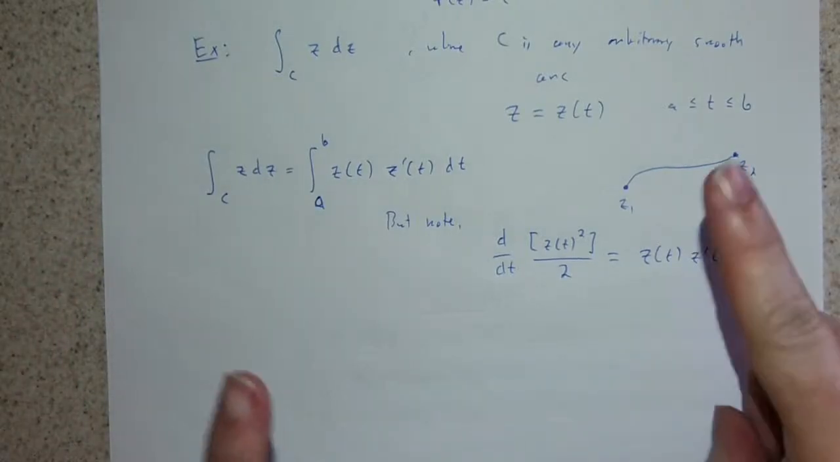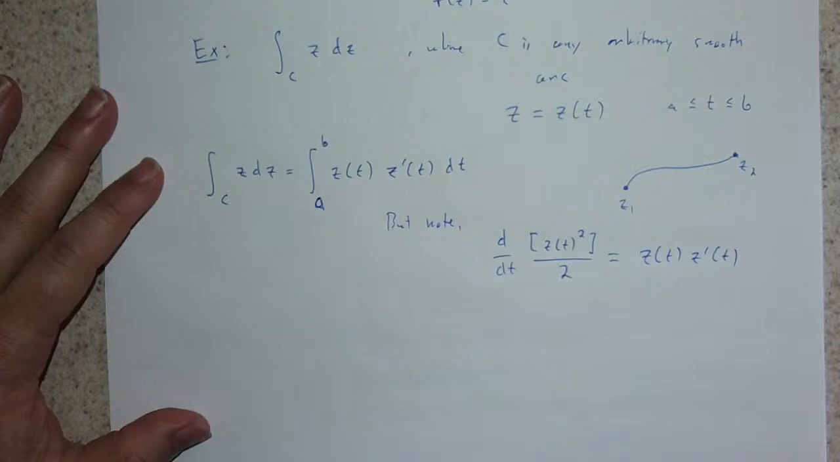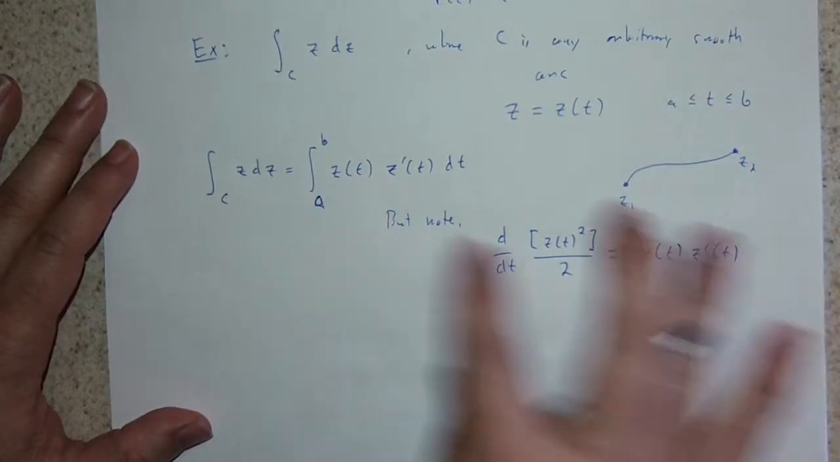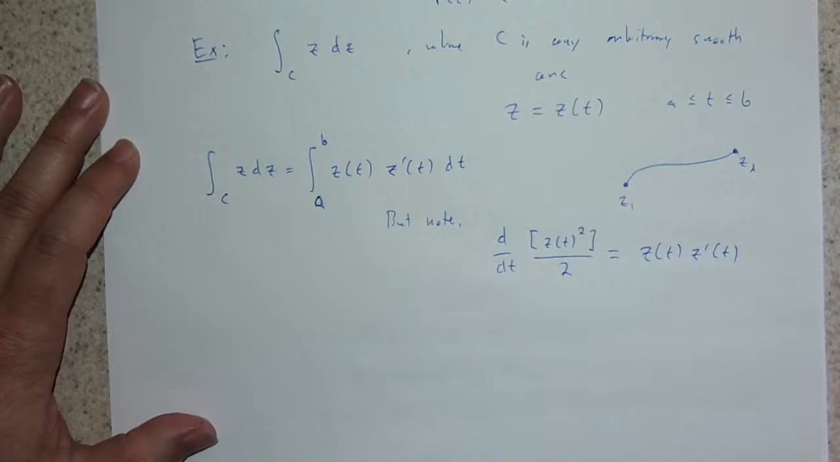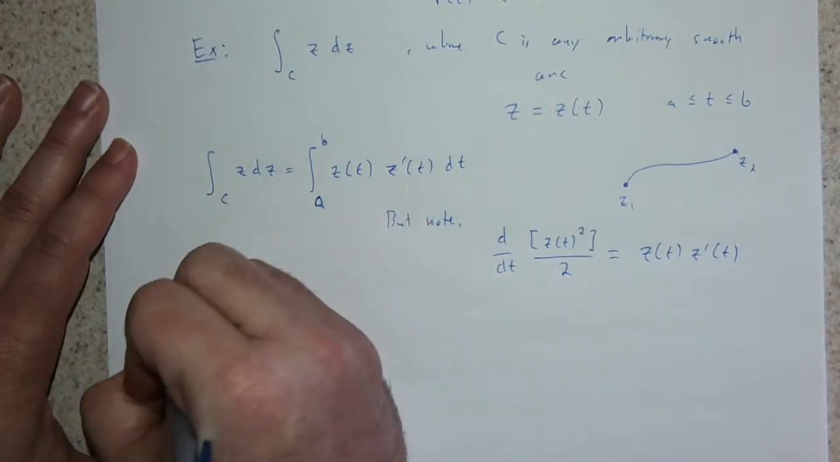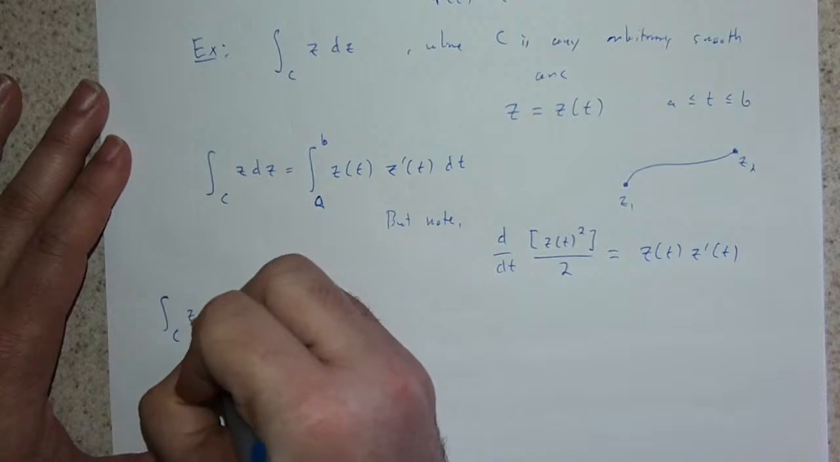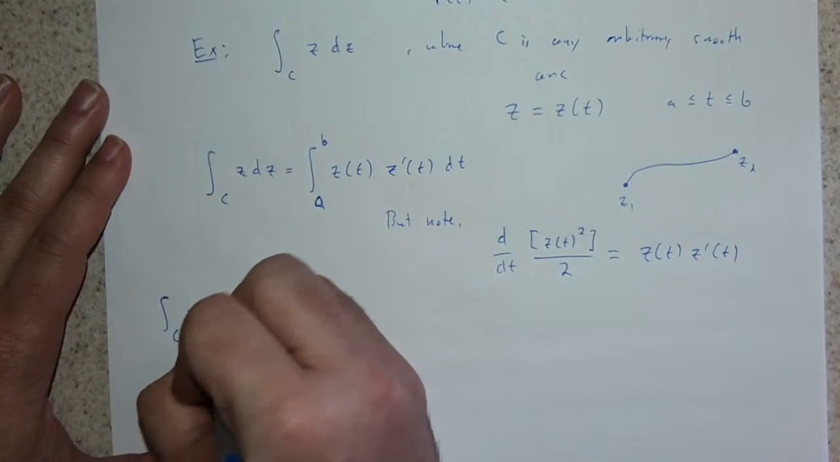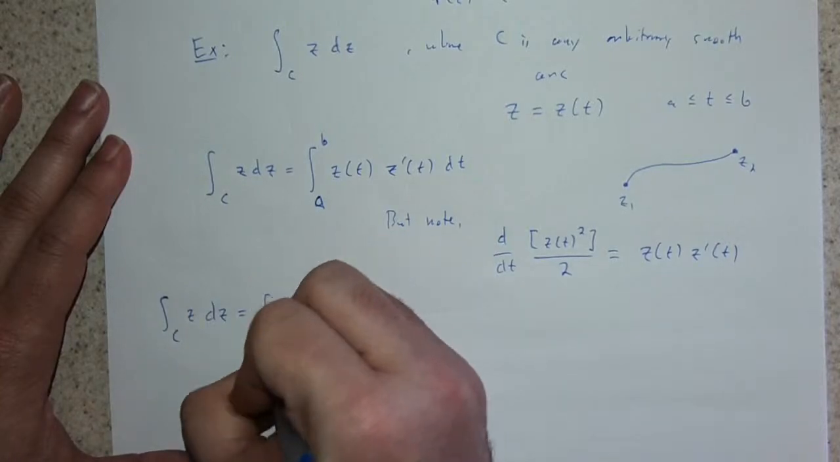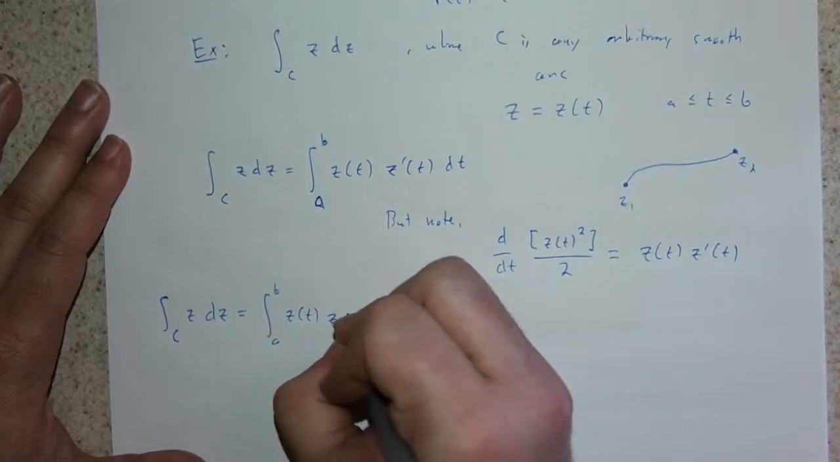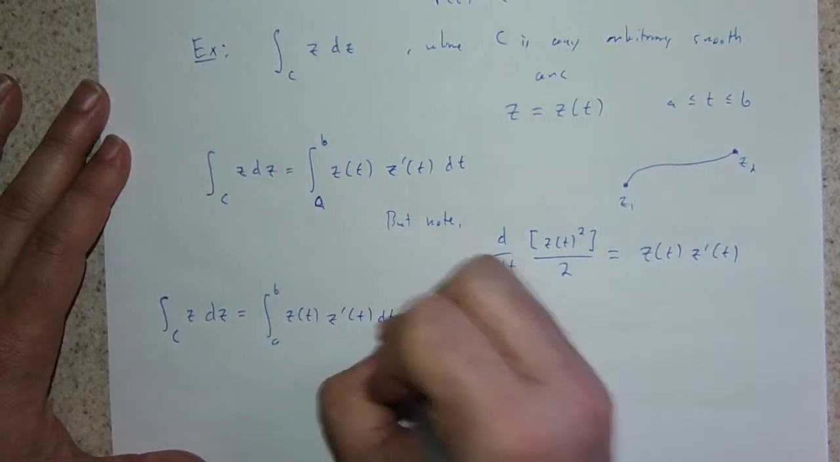And so I can use the fundamental theorem of calculus here. Right? So by the fundamental theorem of calculus, I can rewrite this. Thus, my integral over the contour C of z dz is the integral from a to b. I'm going to go ahead and just rewrite this out of z of t, z prime of t dt.